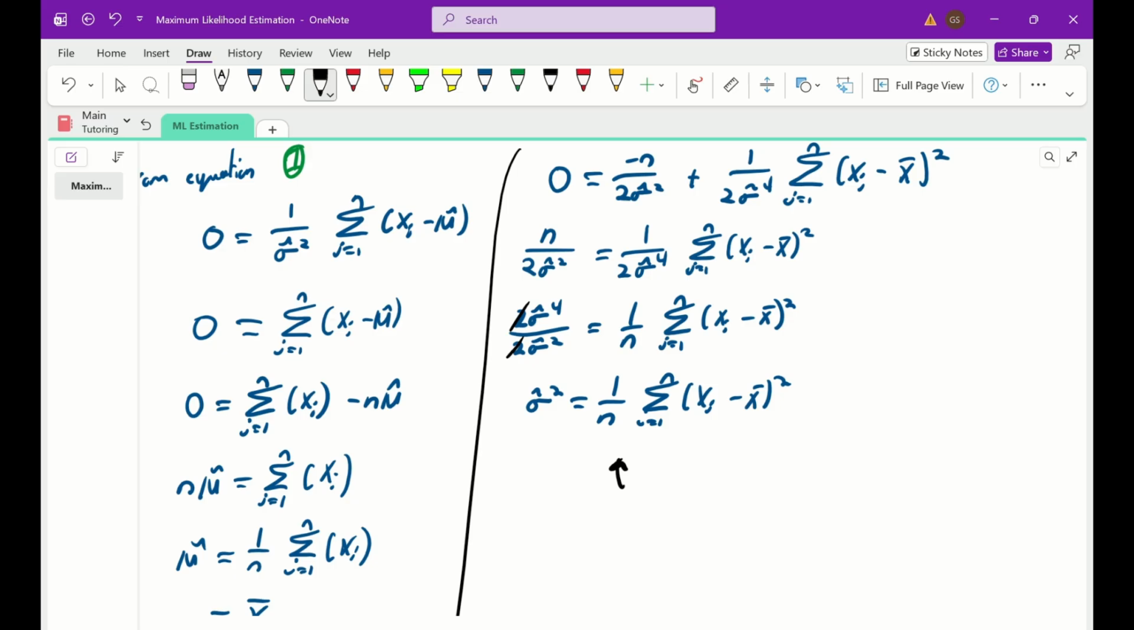Something important to notice is that the MLE here is equal to the biased sample standard deviation. If you've done some statistics, you might know that usually when you calculate the sample standard deviation, you don't divide by n, but you divide by n minus 1. However, it turns out that the maximum likelihood estimate is actually to divide by n, so it's actually slightly biased.